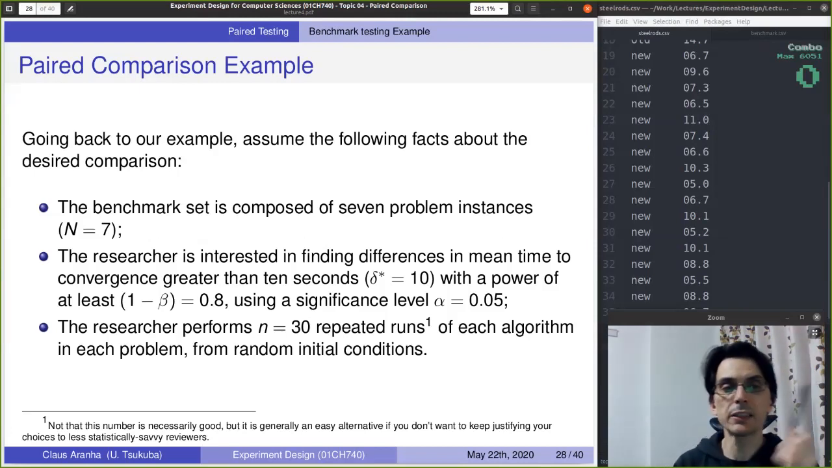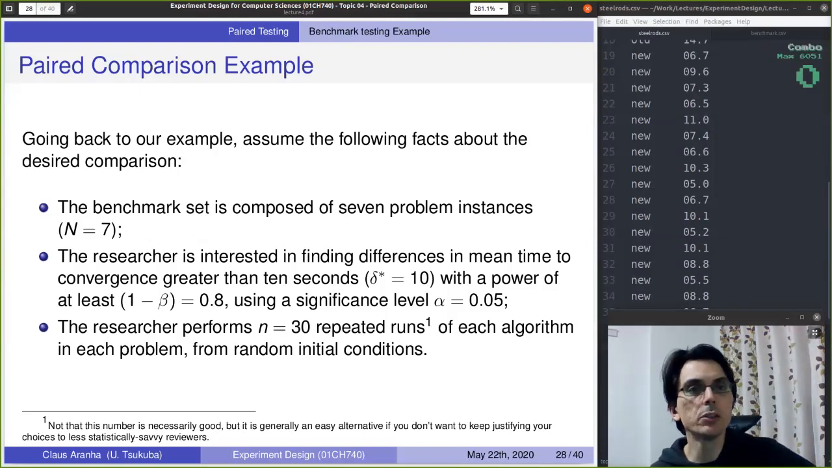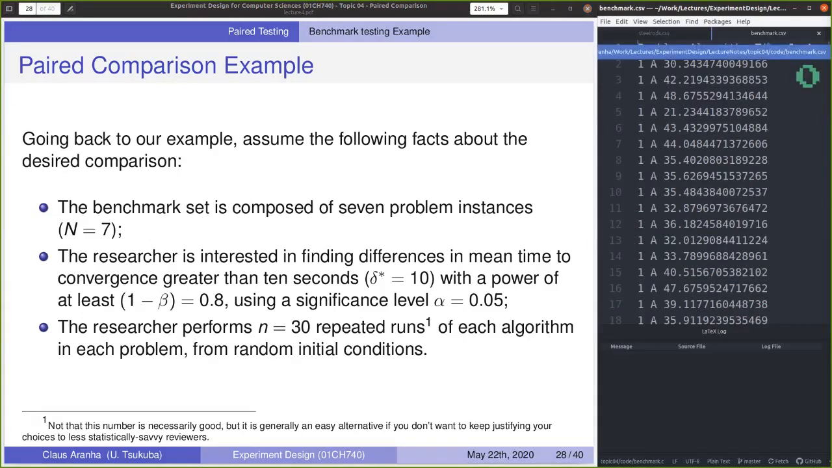So let's plug in some numbers. We're going to use this test data, and it is available on the GitHub, so you can check the GitHub if you want to use these test data for your study. Here we have three columns. Column one is the problem, so this is problem instance one. Column two is the algorithm, and column three is the convergence time.